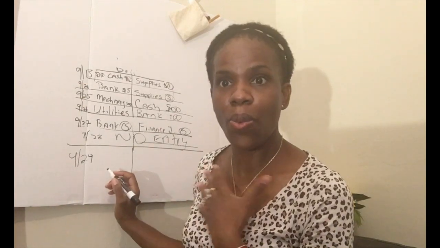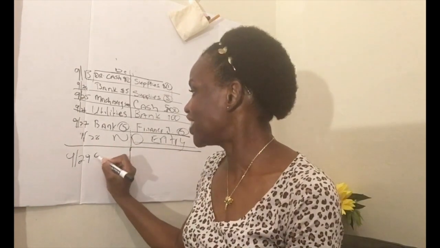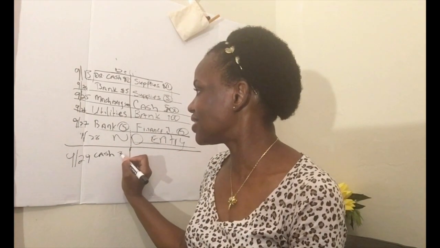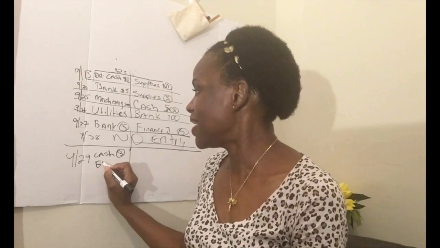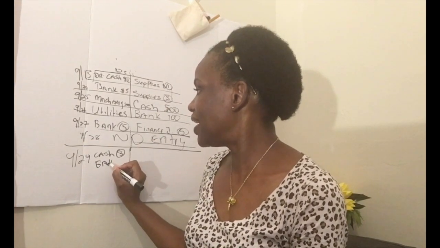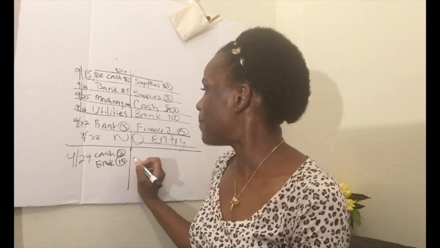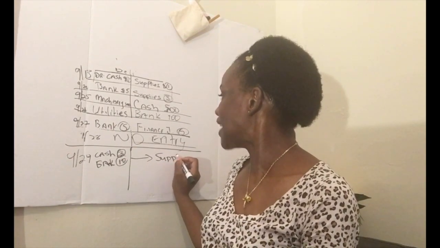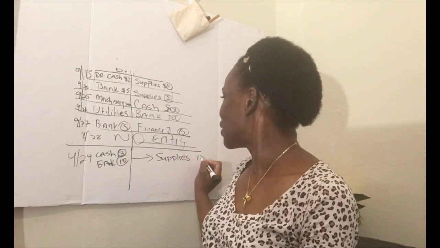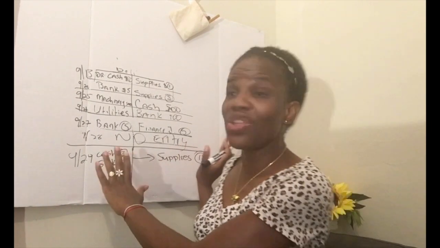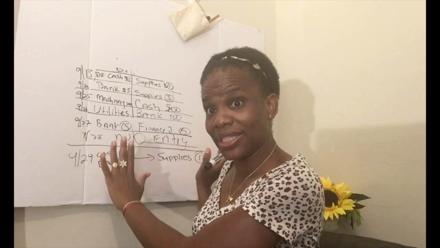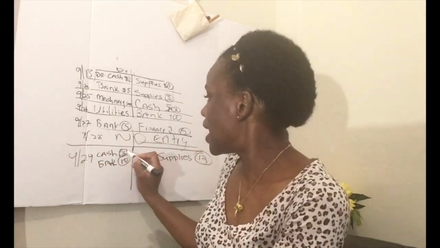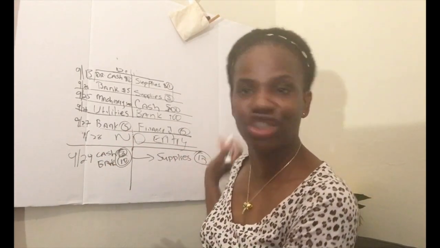9/29. What came in? Cash came in at $3. Bank came in at what? $10. But my overall supplies went down by what? $13. So even though I had two debits and one credit, the total matched.